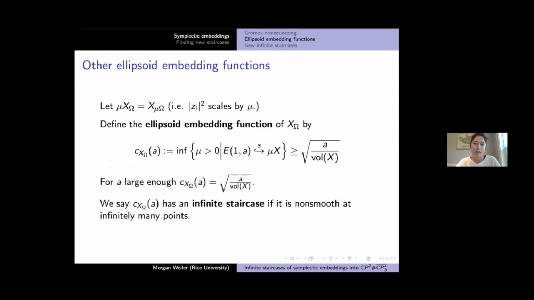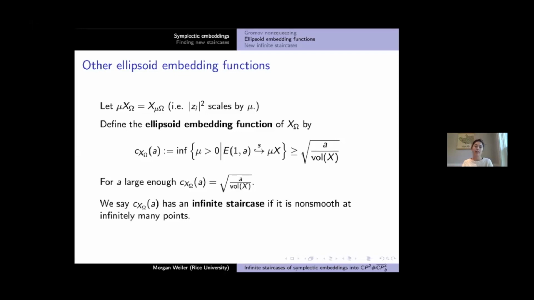So we can generalize the ellipsoid embedding function. If we instead think about the infimum, it's again a function from values of a greater than or equal to 1, to R. And it's the infimum of values mu, where the ellipsoid E(1,a) symplectically embeds into X scaled by mu. And again, this has to be greater than or equal to a volume constraint, because symplectic embedding means the volume of the ellipsoid is at most the volume of the ball. And if a is large enough, then again, this is not obvious, this ellipsoid embedding function actually equals the volume constraint. So if the ellipsoid is skinny enough, it can fully fill X_omega, or X. Sorry, I realized there should be X_omegas decorating all of these X's.